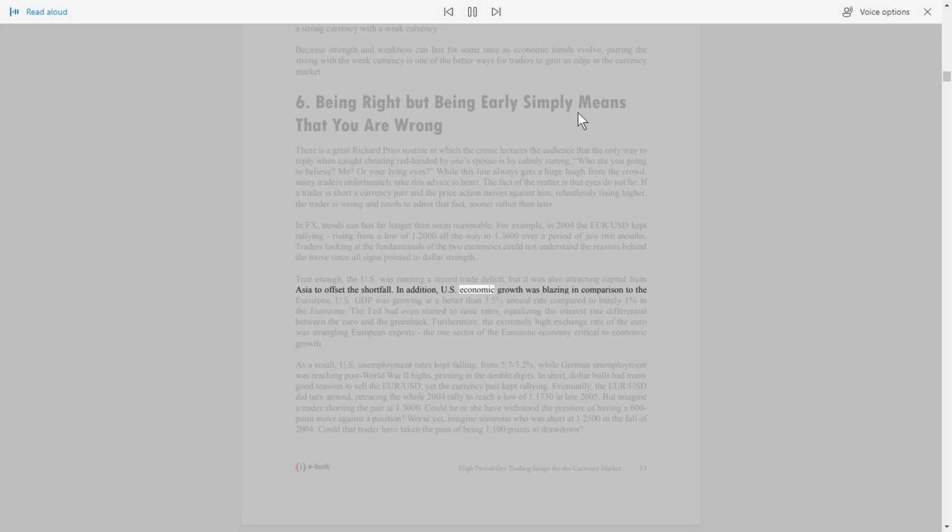In addition, US economic growth was blazing in comparison to the Eurozone. US GDP was growing at a better than 3.5% annual rate compared to barely 1% in the Eurozone. The Fed had even started to raise rates, equalizing the interest rate differential between the euro and the greenback. Furthermore, the extremely high exchange rate of the euro was strangling European exports, the one sector of the Eurozone economy critical to economic growth. As a result, US unemployment rates kept falling, from 5.7 to 5.2%, while German unemployment was reaching post-World War highs, printing in the double digits.